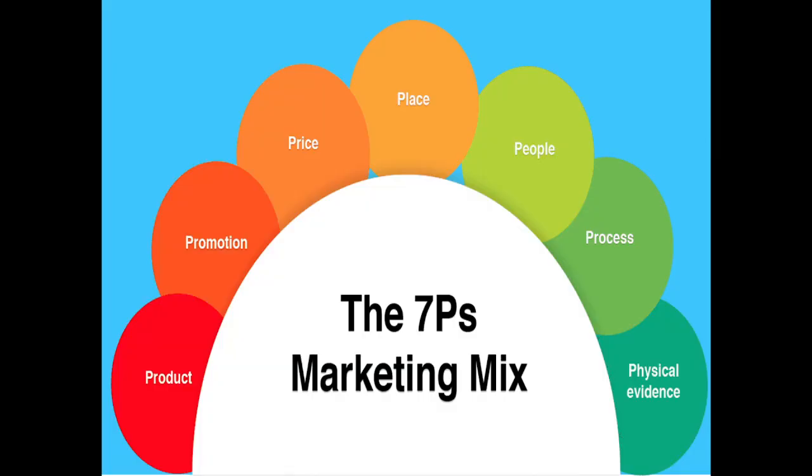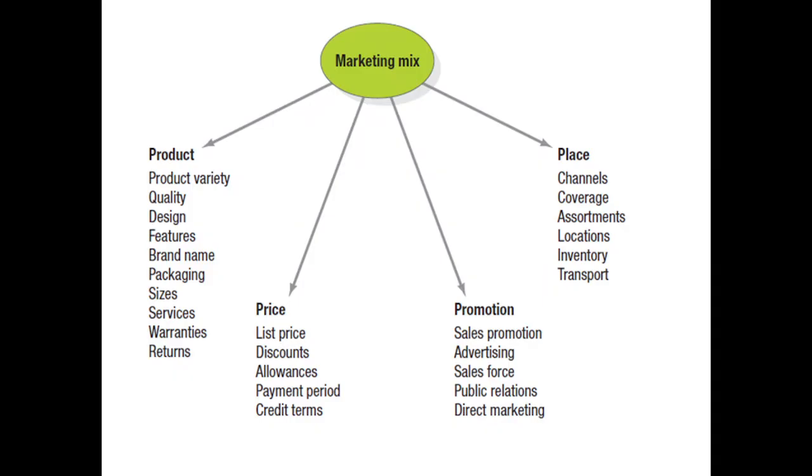something that we have already looked at in the introduction of marketing, the first module, the 7 P's that make up your marketing mix: product, promotion, price, place, people, process, and physical evidence. Under each of these, we have to expand on the elements that we look at. When we talk about product, there are different things that are looked at: product variety, quality, features, design, brand name, packaging, sizes, services, warranties, etc.